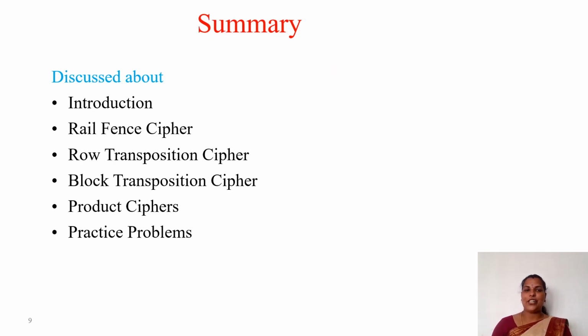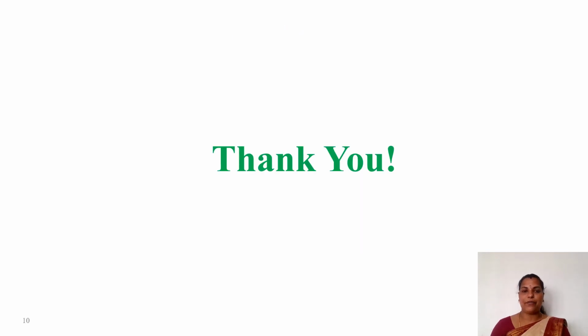So in this presentation, we discussed an introduction to transposition or permutation ciphers. Then we discussed three transposition ciphers: rail fence cipher, row transposition cipher, and block transposition cipher. Then we discussed product ciphers and the need for going toward modern ciphers. We so far discussed classical ciphers, so why are we switching to modern ciphers? That motivation we have seen. In the next class onwards, we will be discussing the modern ciphers.